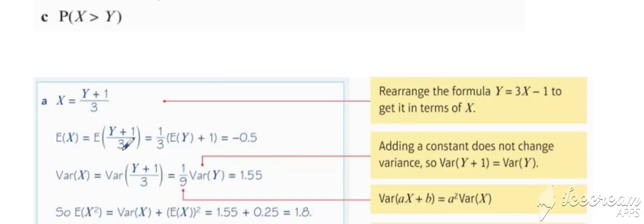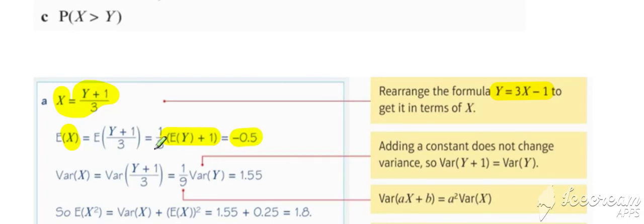So part A, we were required to find the expected value of x squared and the expected value of x. Okay, so we know that x is equal to y plus 1 over 3. We've rearranged y is equal to 3x minus 1 to give us x is equal to y plus 1 over 3. And then using our formula for expectation, that enables us to work out the expected value of x, a third times the expected value of y plus 1, so minus 0.5.